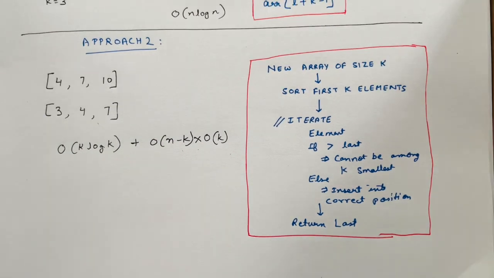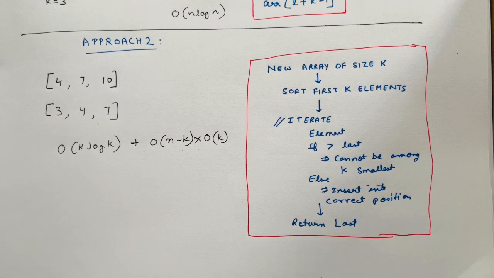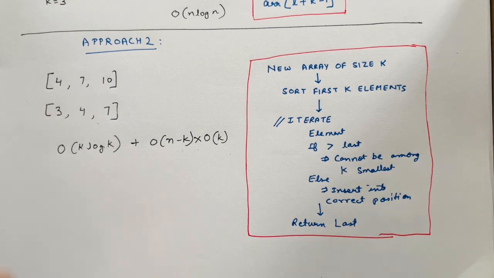But even this is not efficient. Why? Because in every iteration, we are keeping all the k elements sorted, while all we need is the kth smallest element after every iteration.